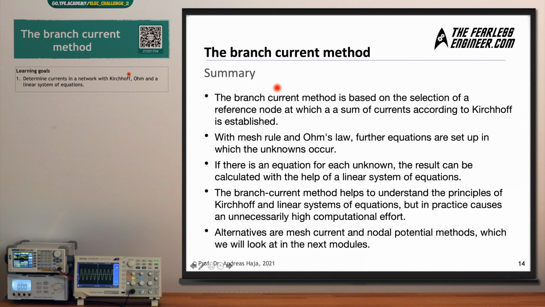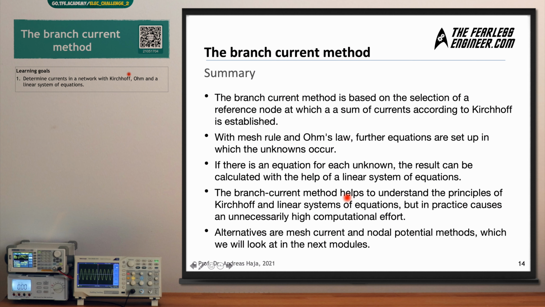Now let's quickly summarize the main items from this video here. Firstly, the branch current method is based on the selection of a reference node at which a sum of currents according to Kirchhoff's rules is established. Then secondly, with the mesh rule and Ohm's law, we can set up further equations in which the unknowns occur. So if we have 3 unknowns, we need 3 equations which are linearly independent to produce this system of linear equations, which we can then solve using the standard methods available to arrive at the results we're looking for.